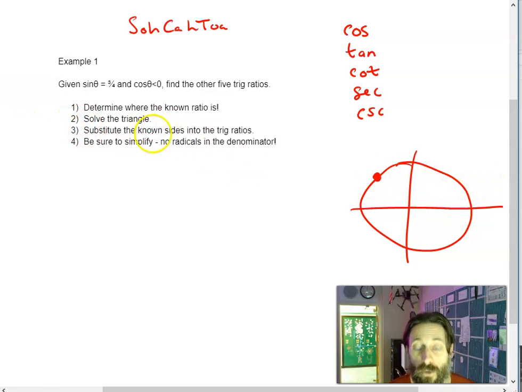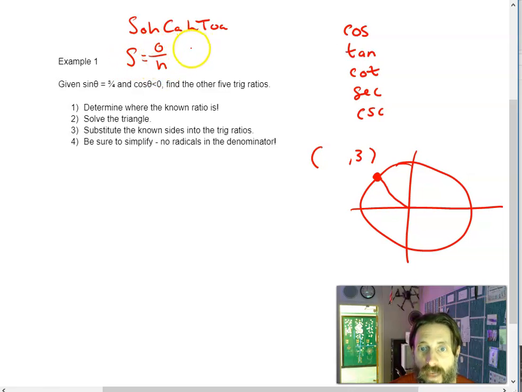Now, step 2, solve the triangle. Okay, I know that the y-coordinate, the height is 3. What I need to do is figure out the x-coordinate. So here we go. I'm going to draw this out. That's a horrible straight line. But if the sine, SOHCAHTOA, I have here at the top, is opposite over hypotenuse, and that's equal to 3/4, then I know the hypotenuse is 4. I can drop this down like this, make a nice right triangle. I know this is 3.